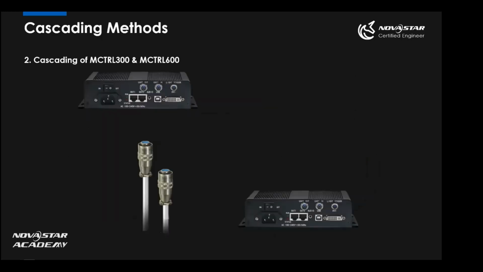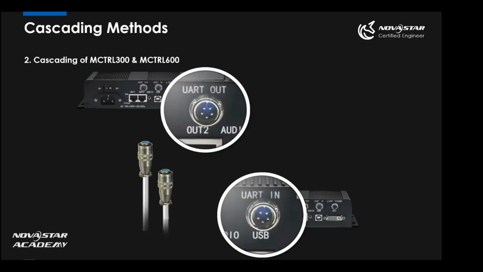Next one, we have the M Control 300 and M Control 600. We can see in the picture, it has a box. And the cascading interface is also different. We have to use another kind of cable, which we can see in the middle of the picture, and connect the UART out to the next sending card's UART in. The connection is the same, just the cable and interface are different.